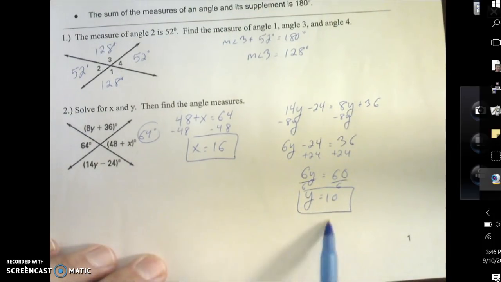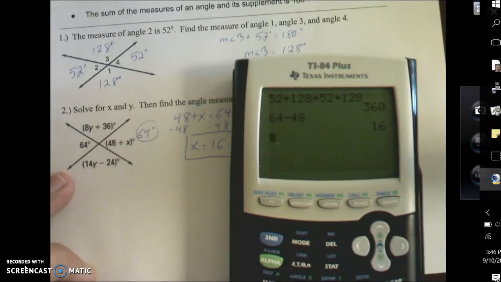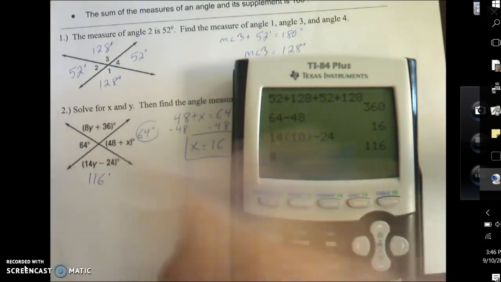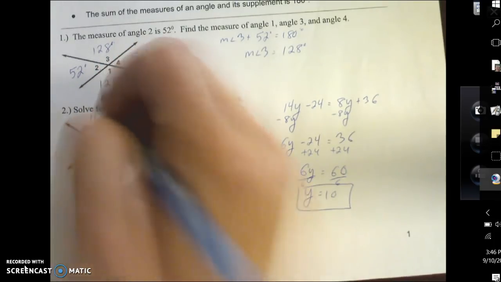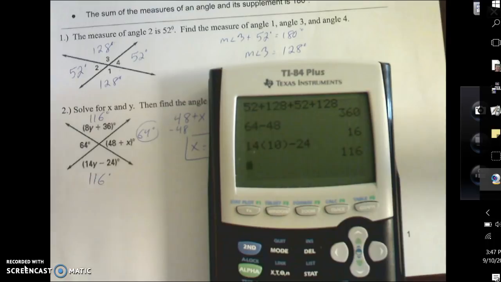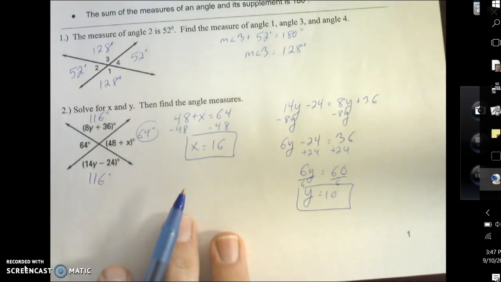The last thing I need to do is plug 10 back in. We have our calculator here, so I'm going to do it down here. 14 times the y we just found, which is 10, minus 24. 116 degrees. If this is 116, straight above it is also going to be 116 degrees. Let's do a super quick check. I'm going to add all 4 of these together. 116 plus 64 plus 116 plus 64, 360. I know I'm right. Wonderful.